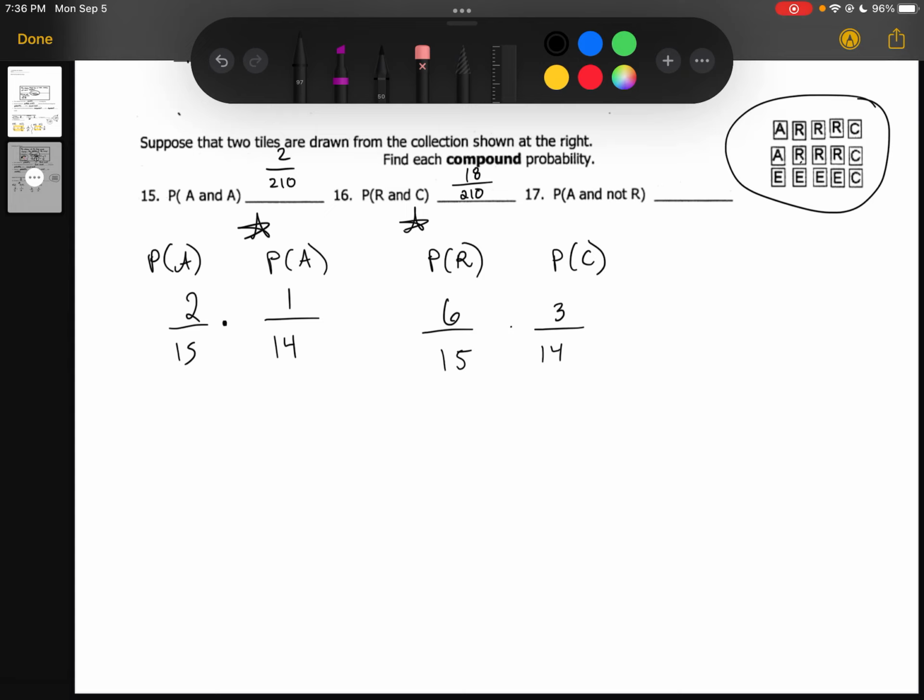We have to be careful on the top, though. The only way that our top goes down is if we've already drawn the thing that we're looking for. So in example 15, we already drew an A, and we were looking for another A. That's why the top changed. But in example 16, we didn't take away any C's. All 3 C's were left, so the top didn't change for number 16. So be really careful with that, because almost always for a dependent event, your bottom's going to change, but sometimes your top does, and sometimes it doesn't. And that's normally the place where we get tripped up.